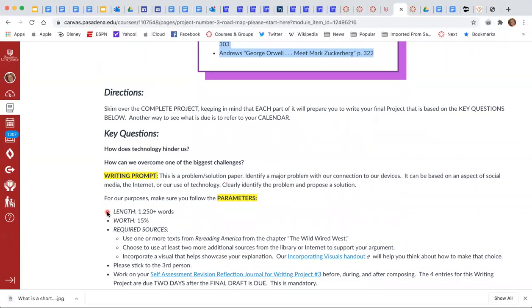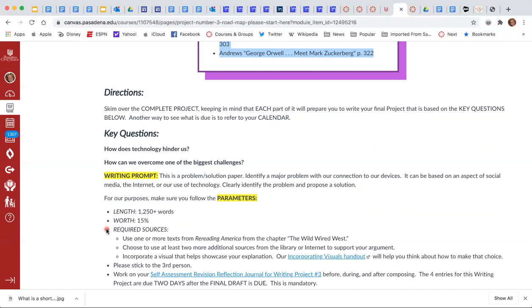The length is 1,250 words. If you go and use Google or Word, there are word counters on there. Each page is approximately 250 to 300 words when it's double-spaced, one-inch margins, and utilizing MLA formatting guidelines. But if you don't know where the word counters are located, go ahead and look on YouTube. I use it all the time to figure out how different tools have different aspects to them and how I can utilize them. It is worth 15% of your grade.